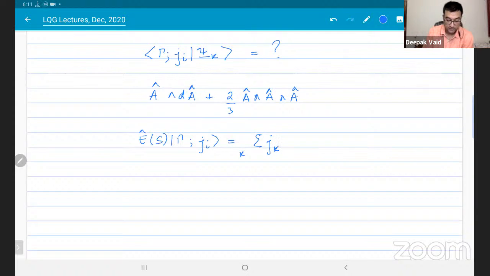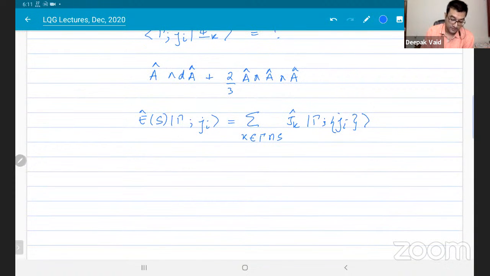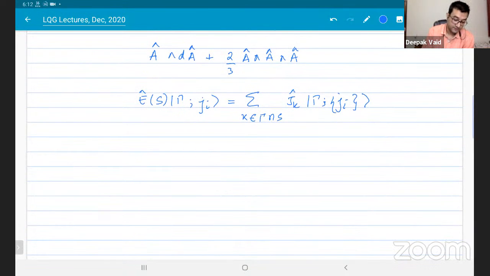So K is a set of points which belong to the intersection of gamma with S. So gamma intersection S, sum over JK, or if you just write it as an operator, sum over JK in JI. Again, I should write it like this because it is a collection of spins and not a single spin. So this derivation just gives us the angular momentum operator on a given edge.